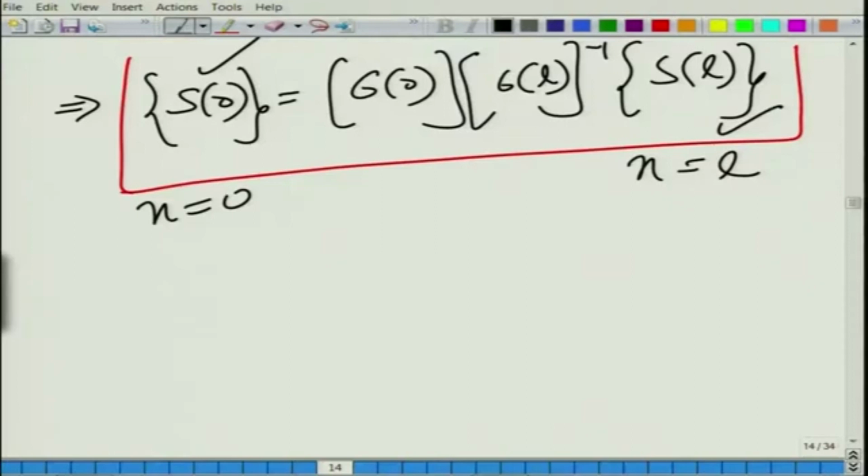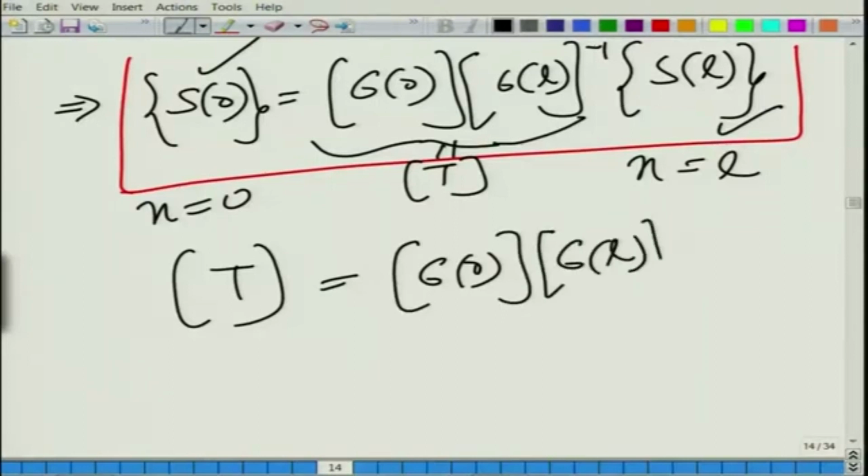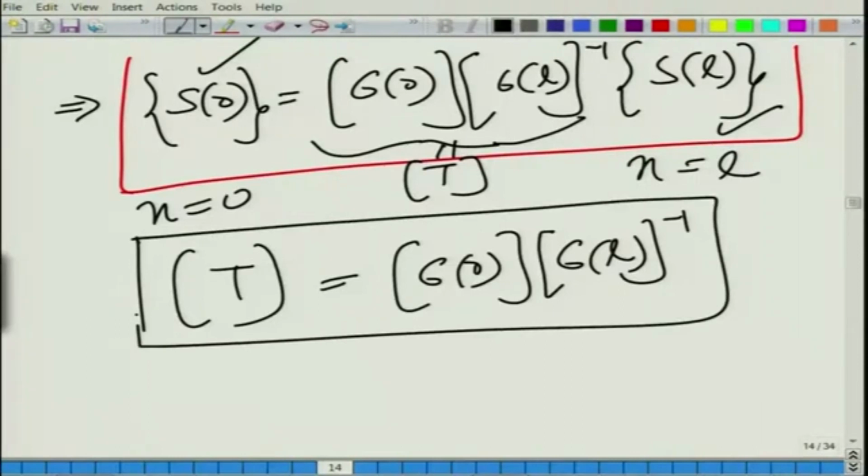So, the idea is how do we use this generalized expression for the transfer matrix to derive the transfer matrix for the conical chamber, conical section I would say. So, this is like this. T matrix is nothing but G of 0 into G of L whole inverse.